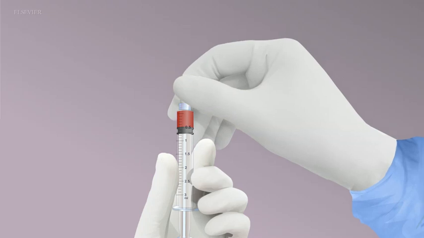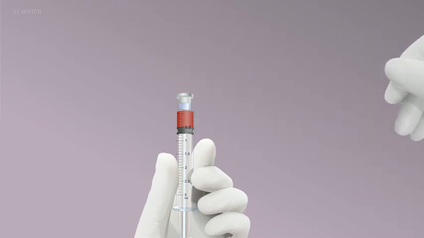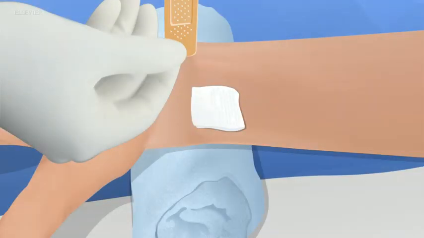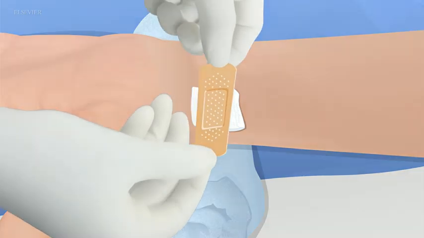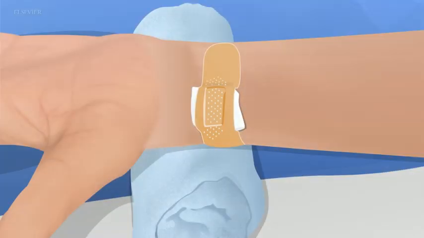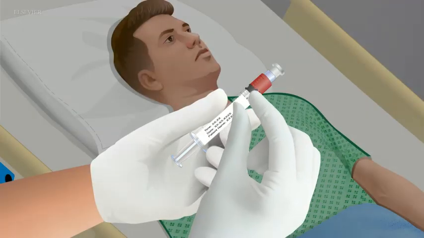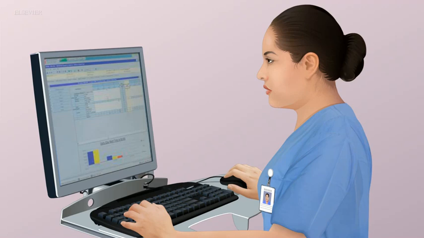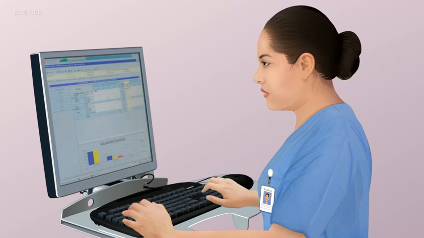Seal the tip of the syringe immediately using a cap or blood air filter. Gently roll the syringe. When hemostasis is achieved, cover the puncture site with a sterile dressing. In the presence of the patient, label the specimen per the organization's practice. Complete the laboratory form per the organization's practice.